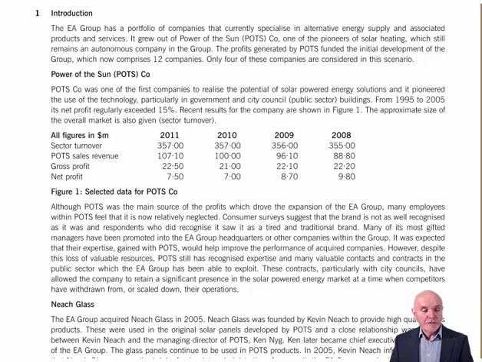So here we have: EA Group has a portfolio of companies currently specialising in alternative energy supplies and associated products and services. It grew out of Power for the Sun, one of the pioneers of solar heating, which still remains an autonomous company in the group. The profits generated by PFTS funded the initial development of the group, which now comprises 12 companies. Only 4 of these companies are considered in the scenario.